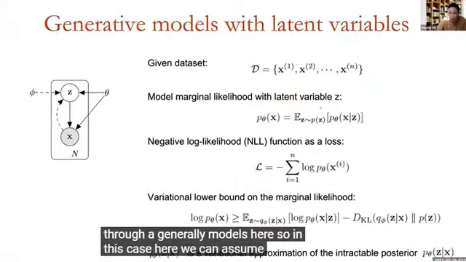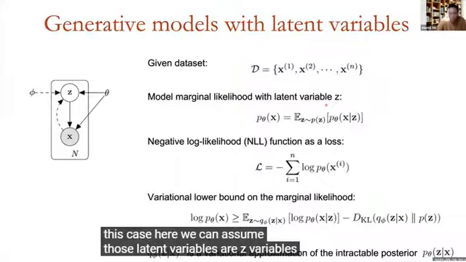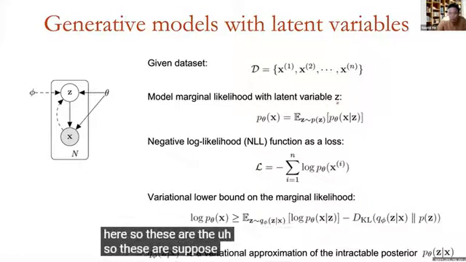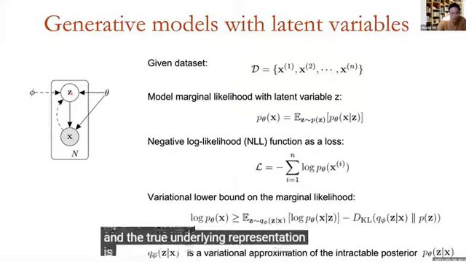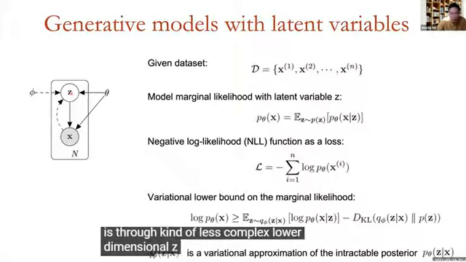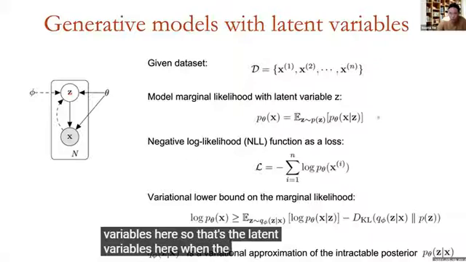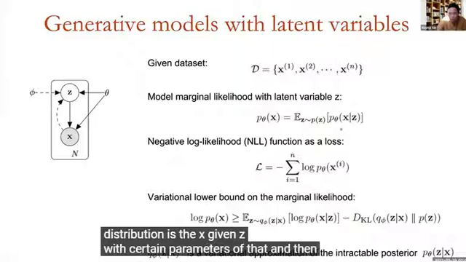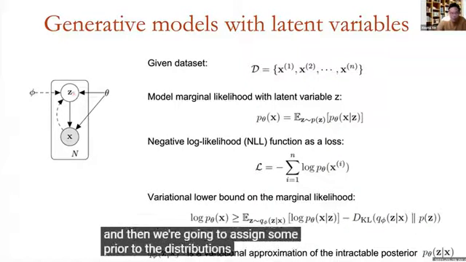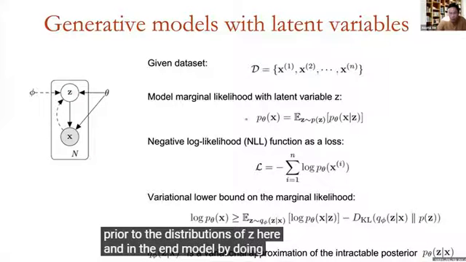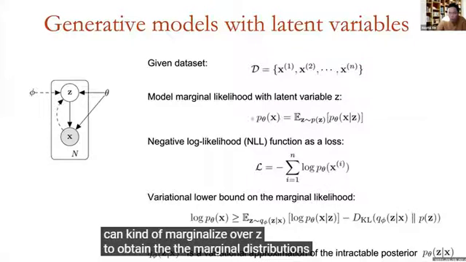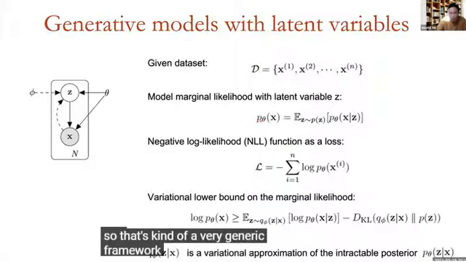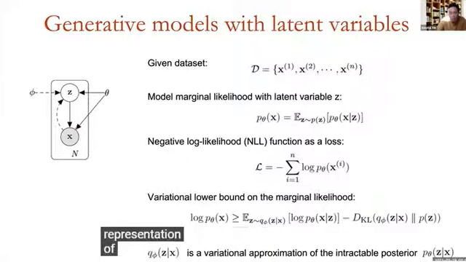In this case, we're going to assume those latent variables are Z variables. Suppose you have input data X, and the true underlying representation is through less complex, lower dimensional Z variables. That's the latent variables. We want to model the distribution of X given Z with certain parameters. Then we're going to assign some prior to the distribution of Z. By doing that, we can marginalize over Z to obtain the marginal distribution of X. So that's a very generic framework for latent representation generative models.